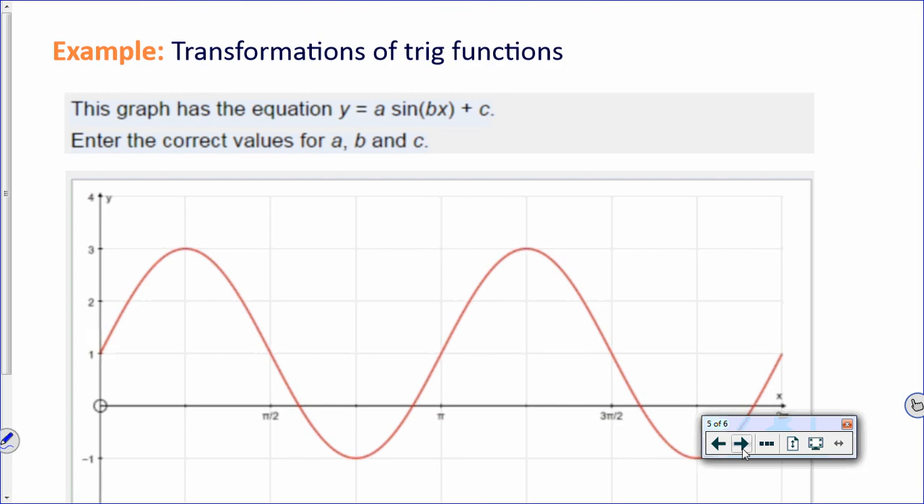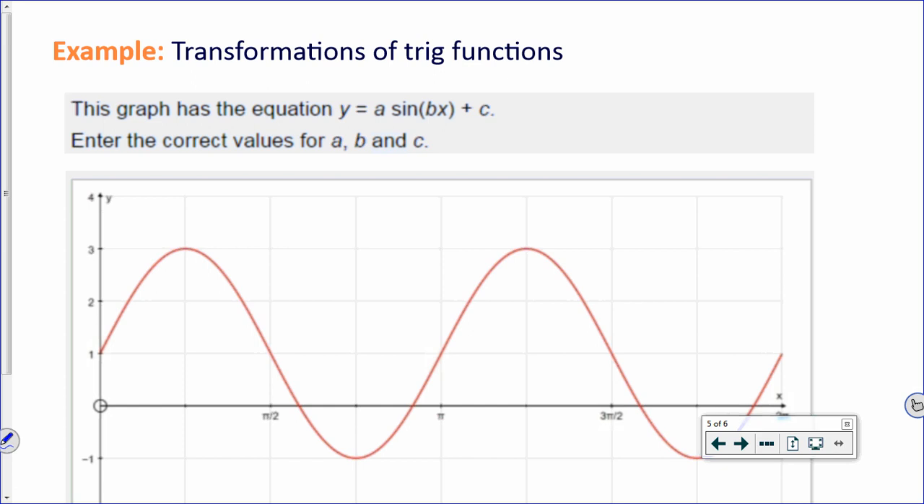Sometimes you're asked to do transformations with trig functions. This requires a little bit of extra knowledge from our trigonometry section. So here's a graph of a sine wave. I have no way of knowing it's a sine except that the question tells me it's a sine function. This asks me to enter the correct values. That's because this is from a computerized test. I'm not going to enter them, but I'm going to find the correct values for A, B, and C.